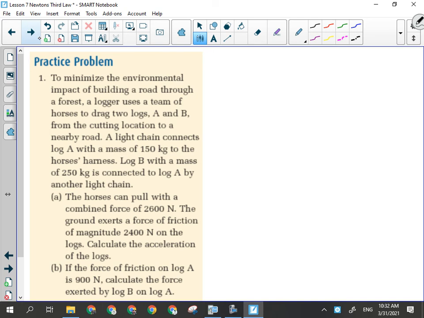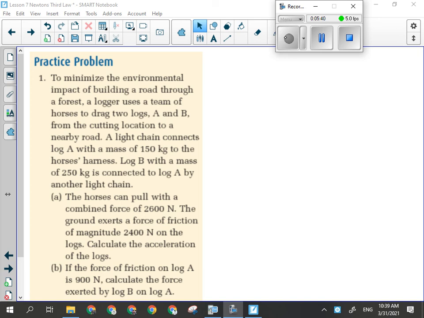All right, so this one here, similar, except now it's not two boxes being pushed, it's two logs tied together with a chain being dragged. Okay, we've done a few like this one already. It's a systems question, but it's also got a Newton's third law twist to it. Okay, so give it a read, draw it out, and solve it.